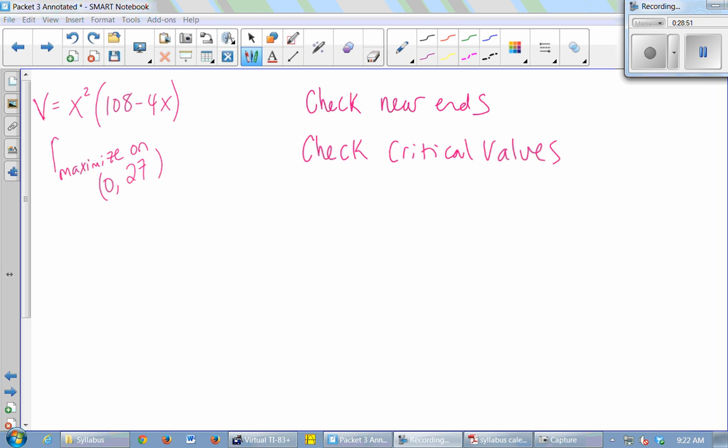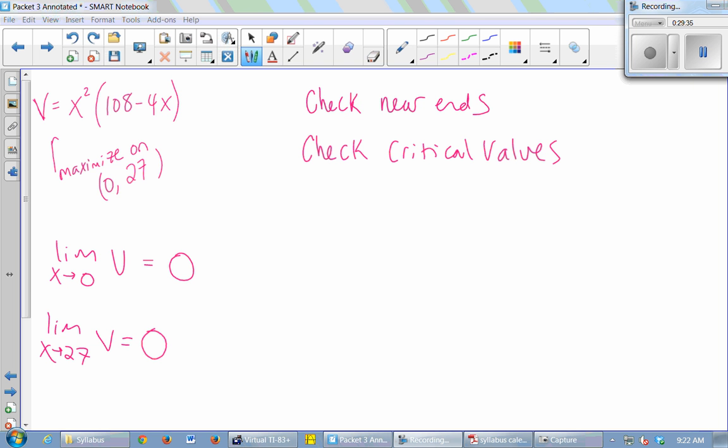Right, so I could say the limit as x approaches 0 of this volume function. Okay, if x gets close to 0, this x squared term gets close to 0, and the whole function gets close to 0. And then the limit as x approaches 27 of the volume function. 4 times 27 is 108. So as this x gets close to 27, this factor in parentheses gets close to 0, and the whole thing gets close to 0. So I'm pretty sure that I'm not approaching large values, that I'm going to have a maximum somewhere in between.